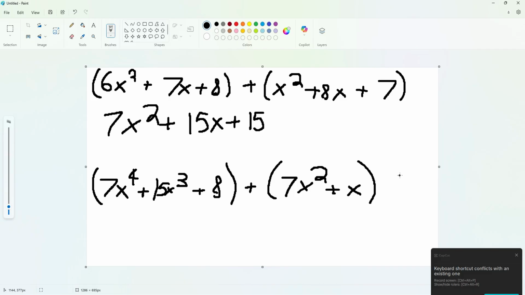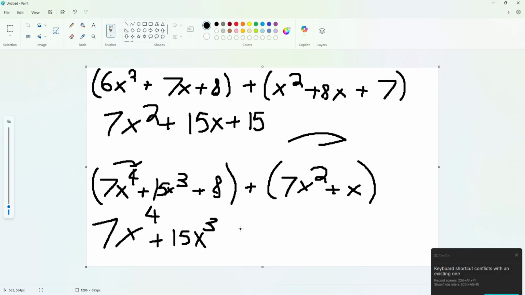Next up, we have this question, which looks hard, but this follows the same rule as the first one. So first of all, we're going to add like terms. You can see there's no exponent for x to the fourth in this one over here, so leave it by itself. 7x to the fourth. Now let's see, 15x cubed. Again, there's none over there. Now let's move on to our 8. Now our 8 will go here, and then we have plus x left.